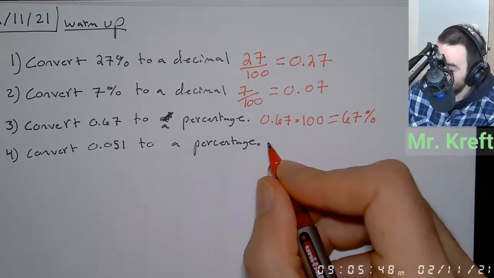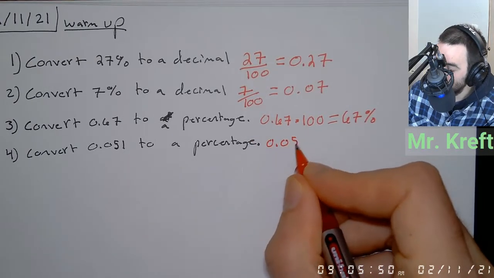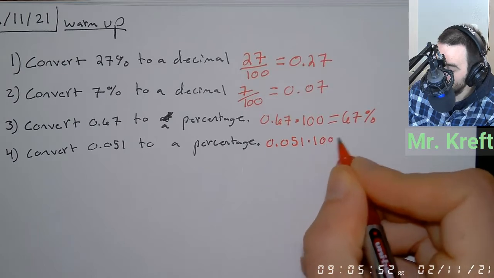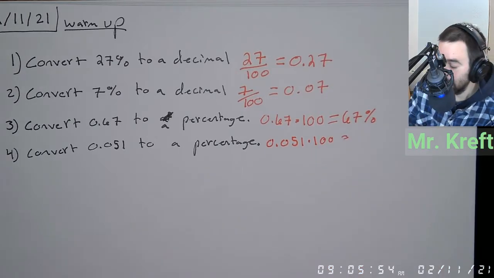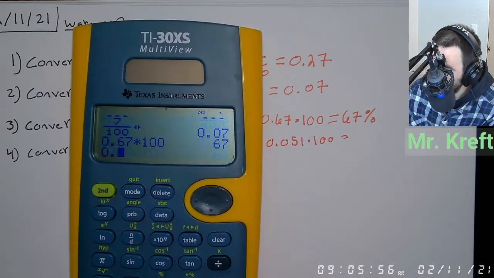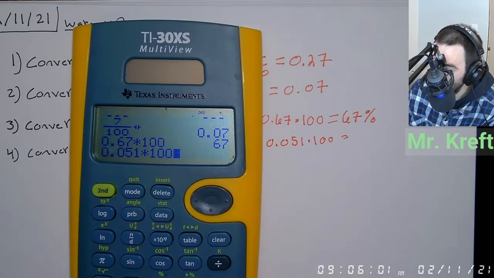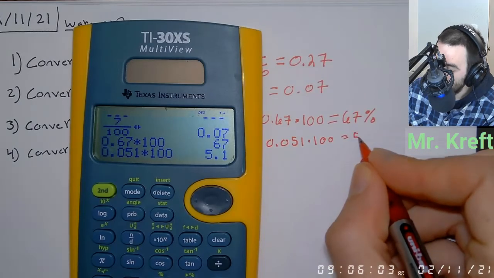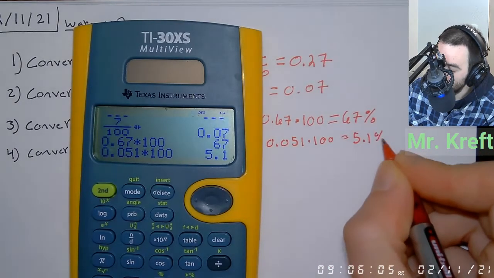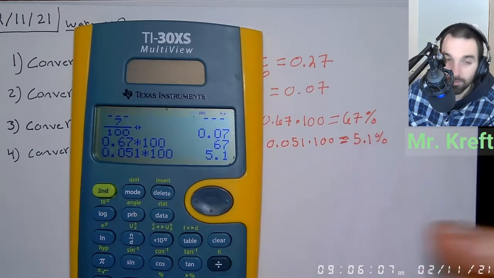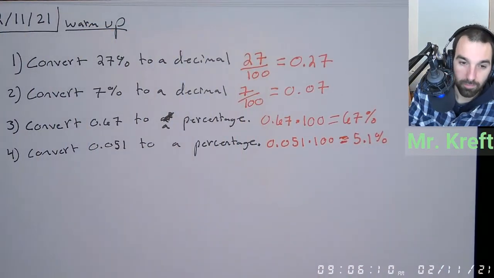And then here, I'm going to take 0.051 times 100, and let's see what we get. So I'm going to get 0.051 times 100, and I get 5.1%. Okay, like that.